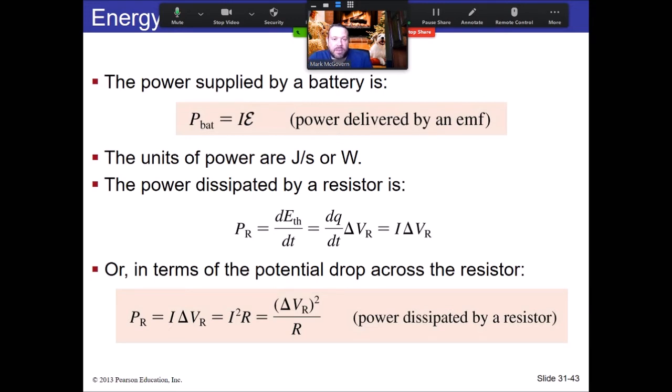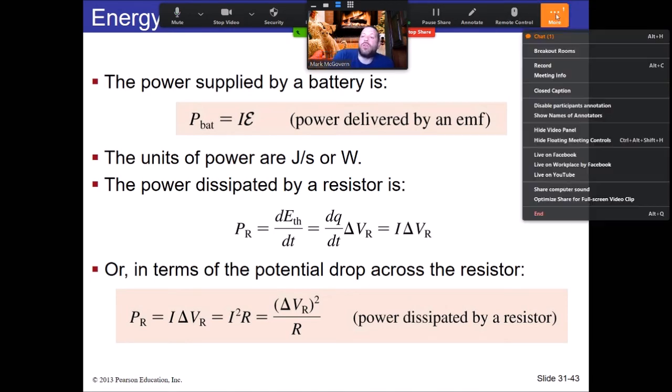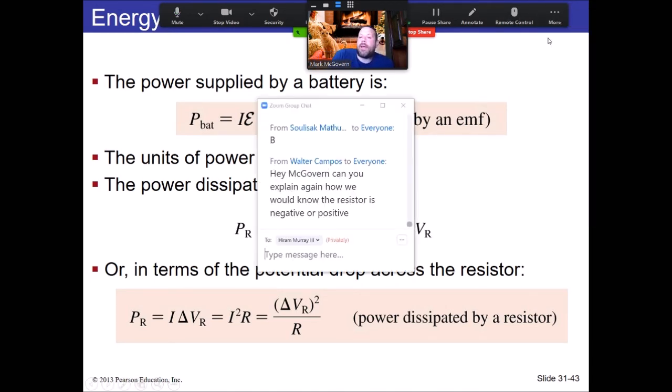Now the reason why this exists is because, remember, we have a potential energy term that we use. And that potential energy term, yeah, sure.